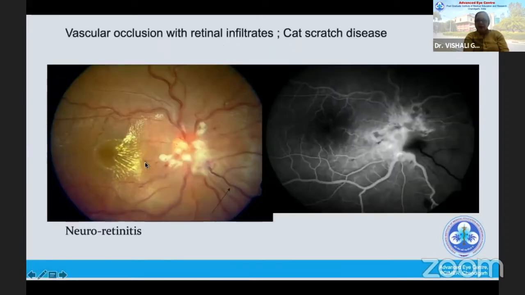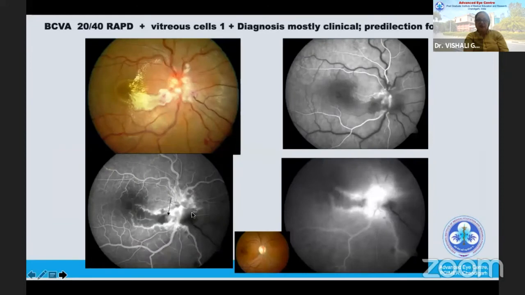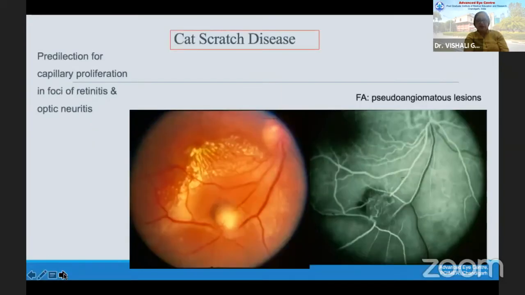There may be some history and you see white lesions. Very importantly, for example, in this patient, a young girl, you may have a cat scratch disease, but it's very important that you may have associated vascular occlusion. So if you are seeing your optic neuritis with vascular occlusions like this, and this may be progressive, another occlusion developing another site, think of cat scratch as a possibility.